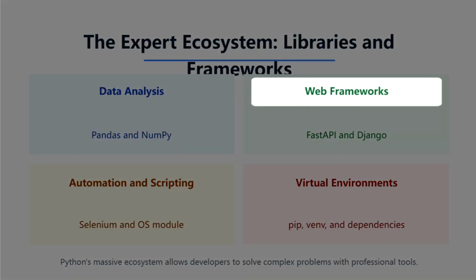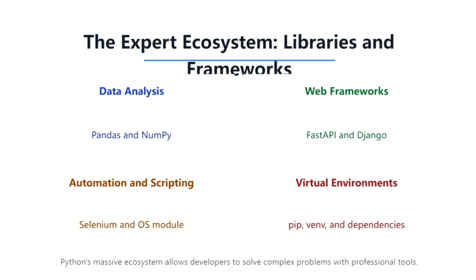If you're building for the web, frameworks like FastAPI and Django have you covered. FastAPI is modern and incredibly fast for building APIs, while Django provides a comprehensive batteries-included approach for full-scale applications.